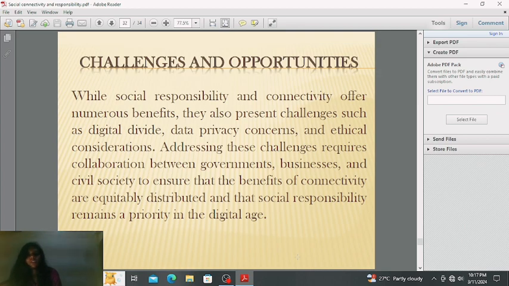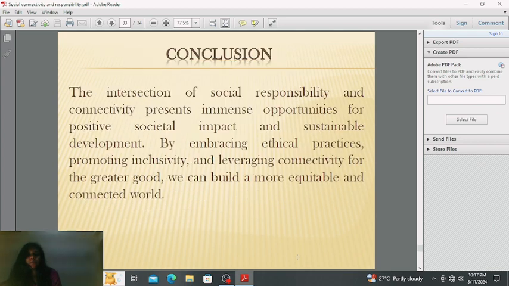So first is social divide, data privacy concerns, and ethical consideration. Addressing these challenges needs collaboration between the government and the people, businesses and civil society to ensure the benefits of connectivity are equitably distributed, and social responsibility remains a priority in the digital age.